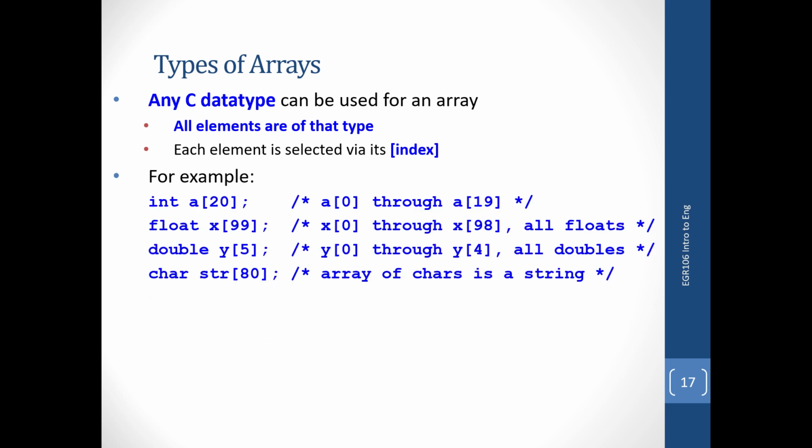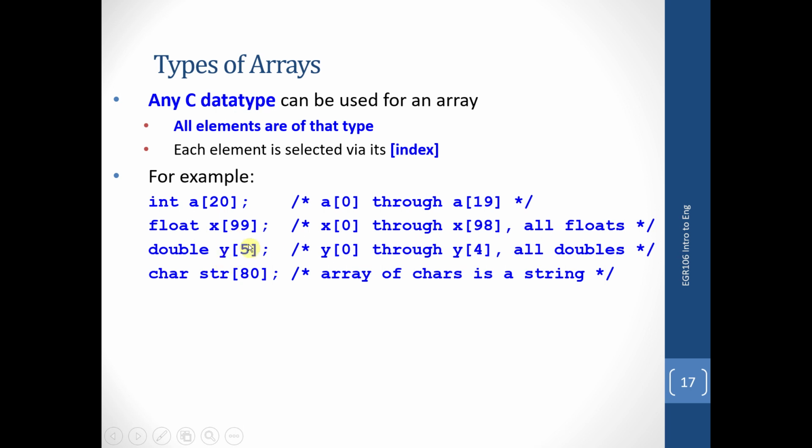So here are some examples. I have an integer array, my array name is A, and it's 20 big. That means it goes from index 0 to the 19th index. I go 0 to 19. If I have an array 99 big, it goes from 0 to 98. It's always one less than the maximum.